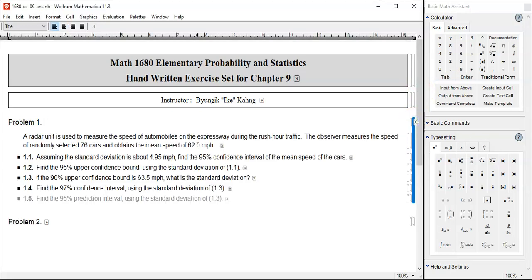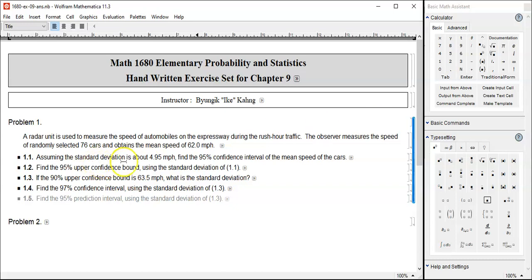Here we go. A radar unit is used to measure the speed of automobiles on the expressway during the rush hour traffic. The observer measures the speed of randomly selected 76 cars and obtains the mean speed of 62 miles per hour, 62.0 miles per hour. Under this assumption, we have to answer these questions, and here's the first problem.